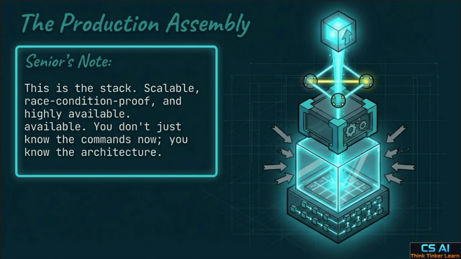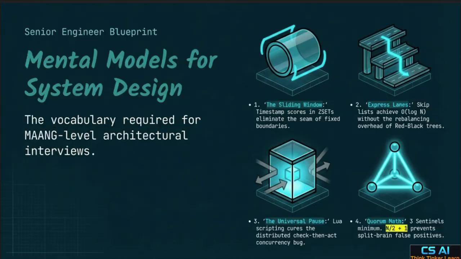Here is your production assembly. Scalable, race condition proof, and highly available. By layering these concepts, ZSETs, Lua, and Sentinel, you aren't just memorizing commands. You understand the architecture that keeps massive systems running. Finally, here is your system engineer blueprint: the sliding window for rate limiting, express lanes with the skip list, the universal pause with Lua, and quorum math for Sentinel. This is the core vocabulary for high-level system design interviews.